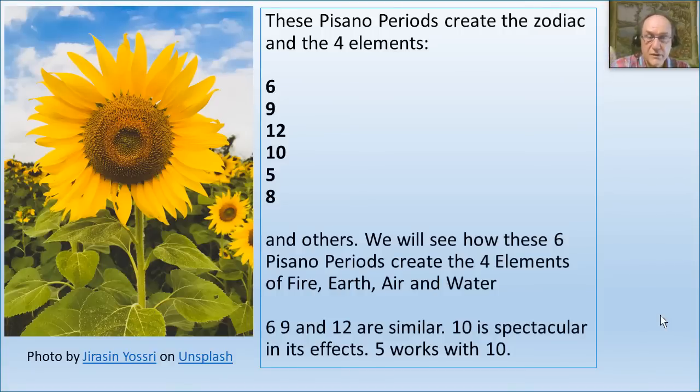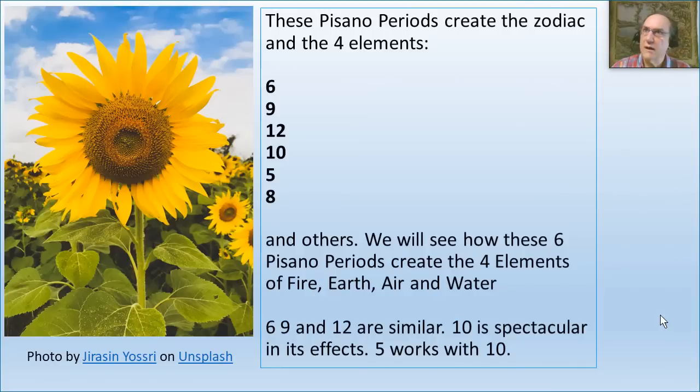And what we're going to see in the next video in this sequence is that Pisano period 6, the one I just showed you, also 9, 12, 10, 5, and 8, all of these create the zodiac. Believe it or not, all we're going to do is take these Pisano period numbers and put them around a circle and they create a zodiac.